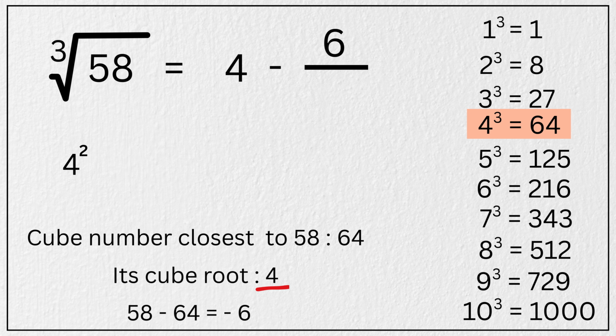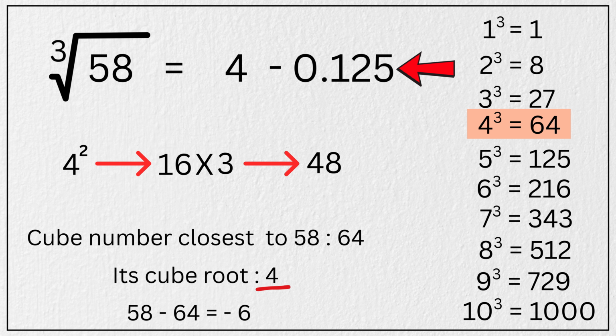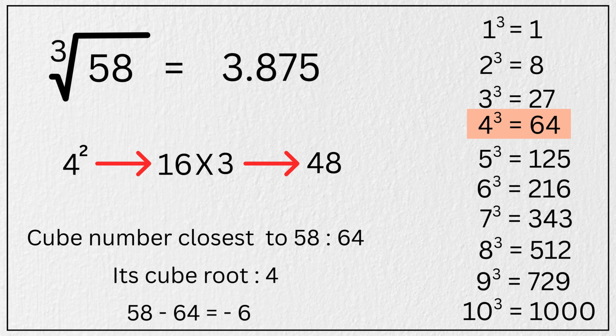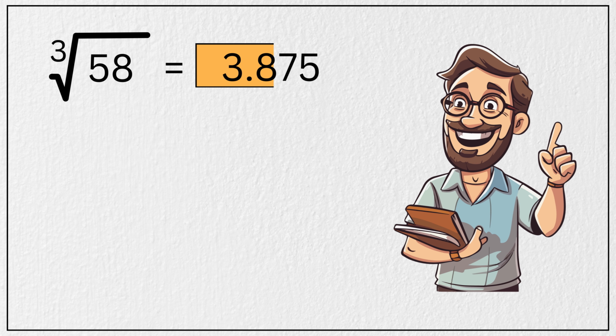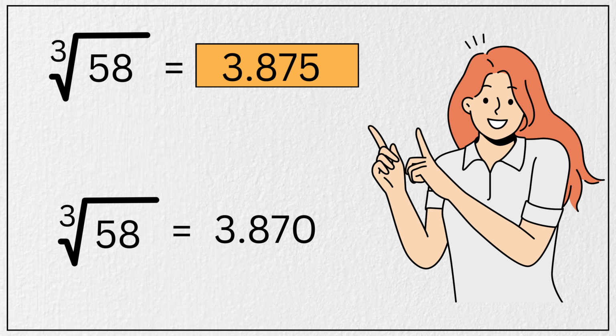Now take the square of 4, which is 16, and multiply by 3 to get 48. 6 over 48 is 1 over 8, or 0.125. And subtracting this from 4, we get 3.875. So our estimated root is 3.875, and the actual value is 3.87. Again, it is incredibly close, isn't it?